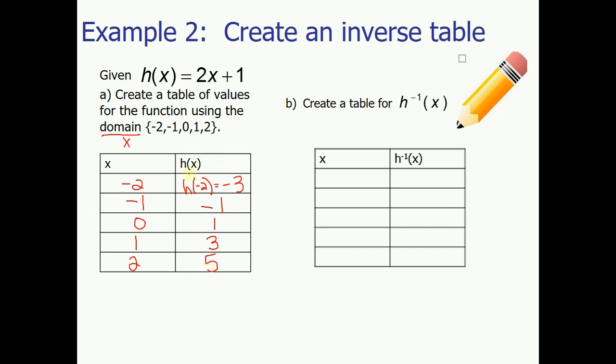Now, let's create the table for h inverse. Well, all you need to do then is take my h of x, those are technically the y values, right? Those are just going to become the x values for my inverse. And then h inverse of x, that's technically the y, which is the x values of the original. So -2, -1, 0, 1, and 2.